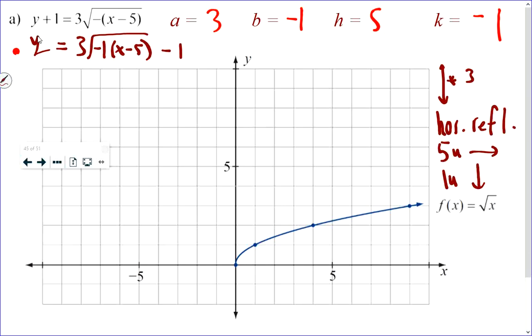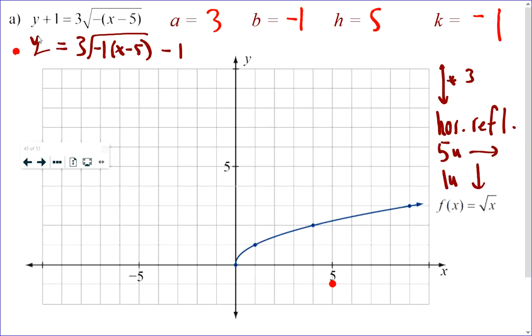So I am going to regraph this by taking some key points. I'm going to take the cusp, which is at the origin, and I'm going to stretch it vertically by a factor of 3, but that will not move it. And then I'm going to reflect it horizontally, but that will not move it. And what we discover after we move it 5 to the right and 1 down is that the cusp is always at h, comma, k.